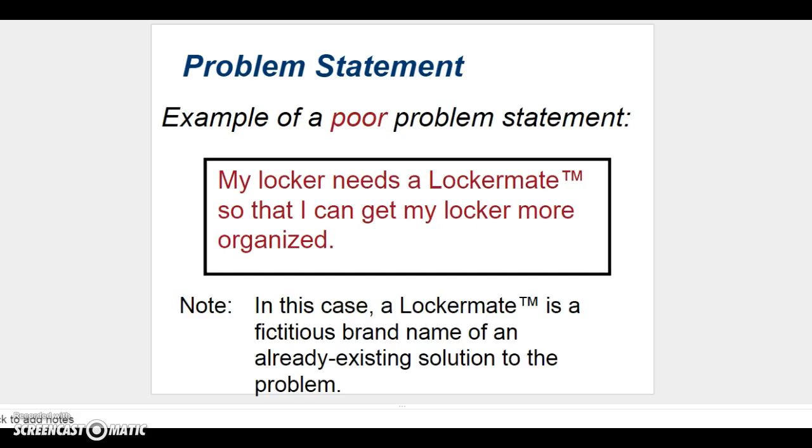And then a poor example would be, my locker needs a Locker Mate so that I can get my locker more organized. In this case, a Locker Mate is a fictitious brand name of a solution. A Locker Mate doesn't actually exist, or I guess it might, or something similar. But in this statement, you're providing a solution, and you don't want to do that in the problem statement. You're simply defining the problem.